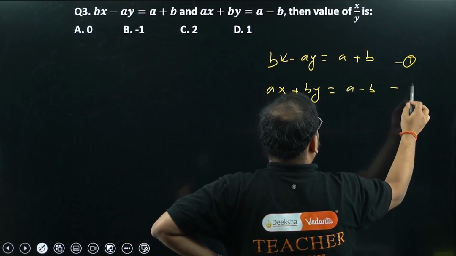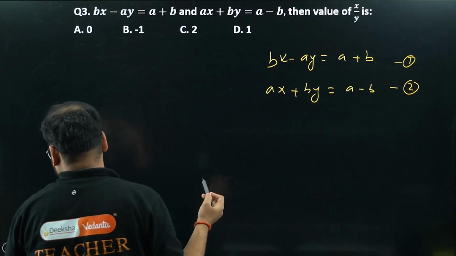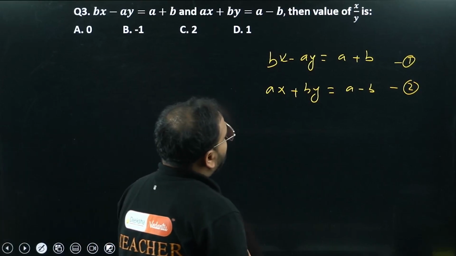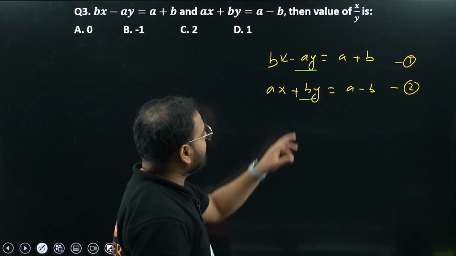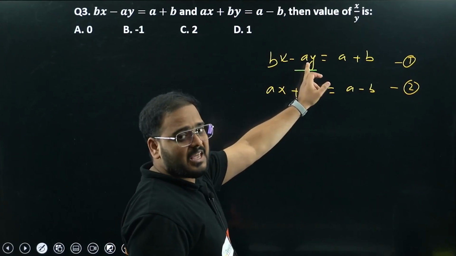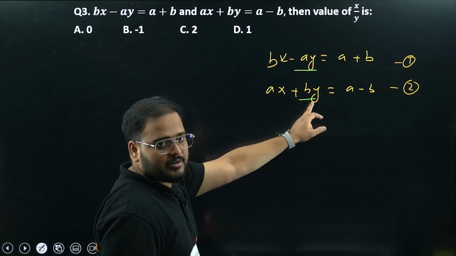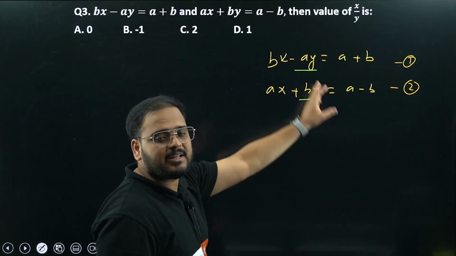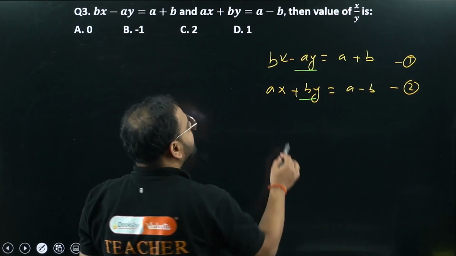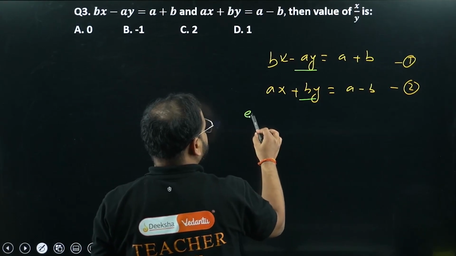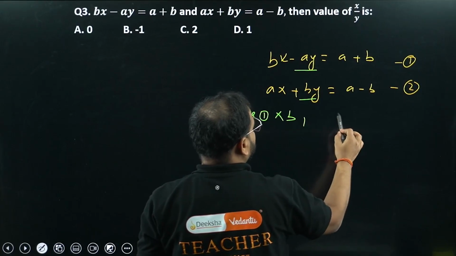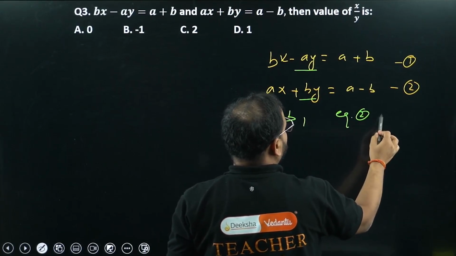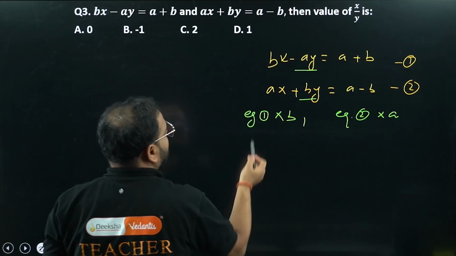Equation number 1 and equation number 2. Okay, please check. I have plus ay and plus b, minus ay and plus by. If I multiply b over here, it will become minus aby. If I multiply a over here, it will become plus aby. I can cancel by adding them. I've done a question like this, okay? So multiply equation number 1 with what? B, and equation number 2 with what? A.